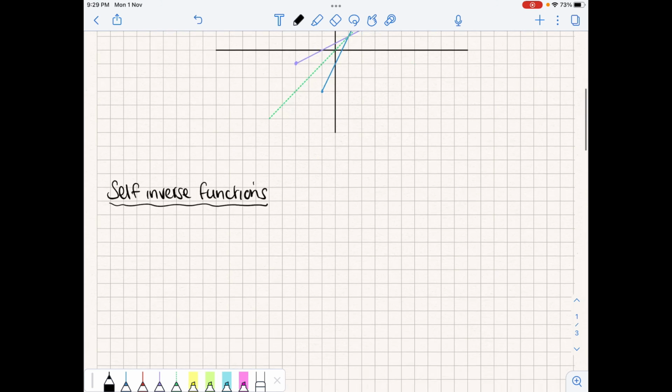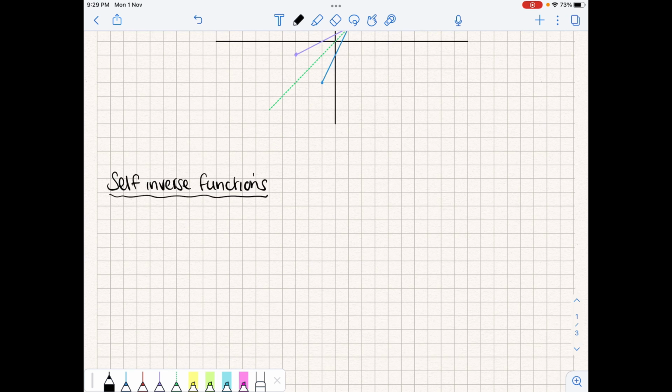Right, let's consider a different type of inverse function. These are something that we call self-inverse functions. So let's consider the function g of x equal to 1 over x. Now, to find the inverse, we'll just do the same thing we always do.